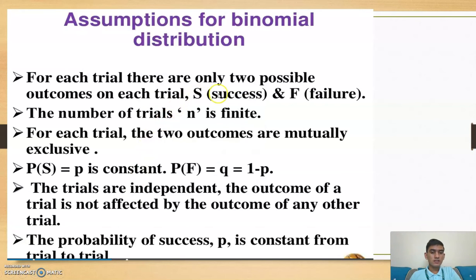For each trial, there are only two possible outcomes: one is success and the other is failure. The number of trials n is finite. For each trial, the two outcomes are mutually exclusive. The probability of success P is constant. We should know the formula Q is equal to 1 minus P, so P plus Q is 1. The trials are independent: the outcome of a trial is not affected by the outcome of another trial. The probability of success P is constant from trial to trial.